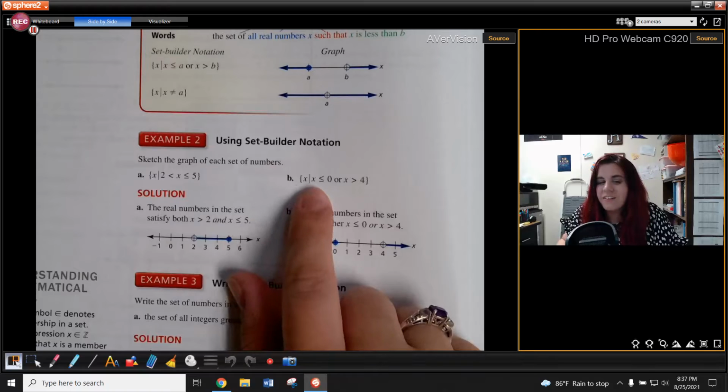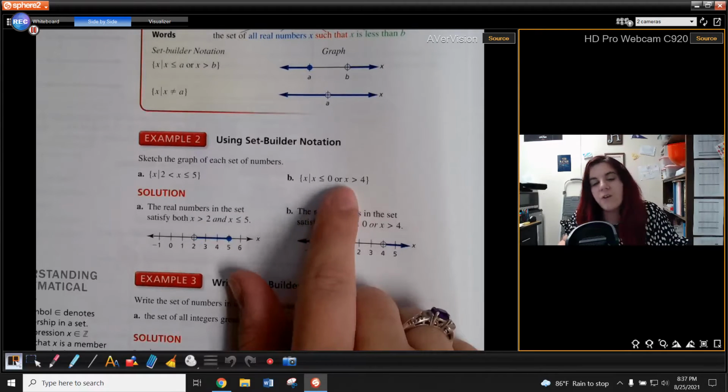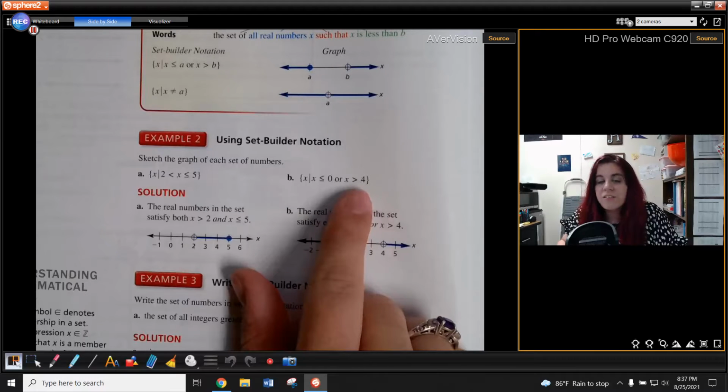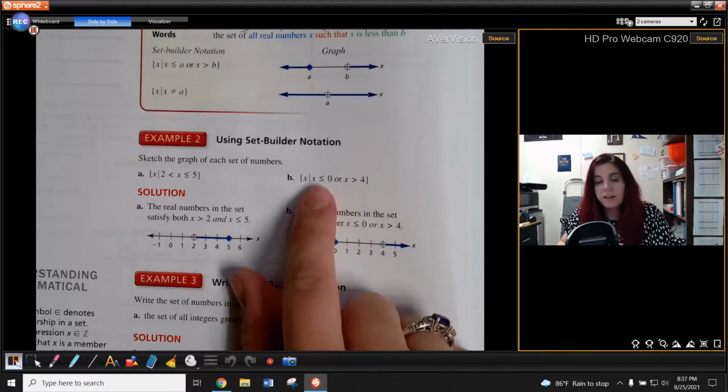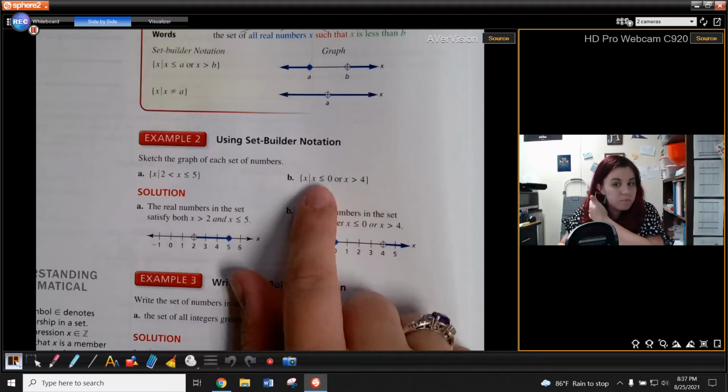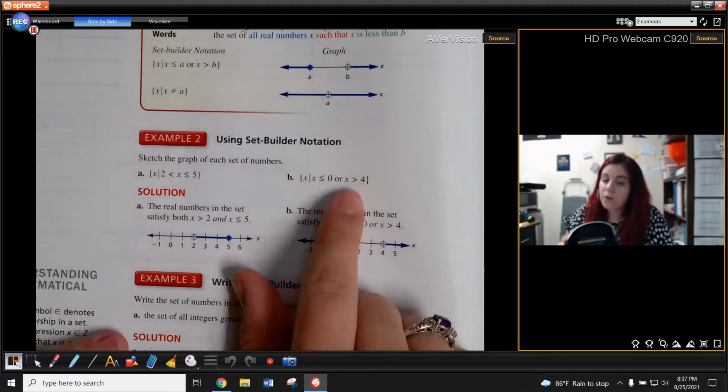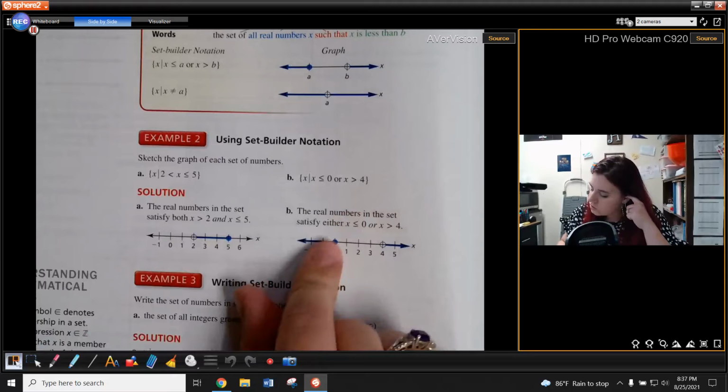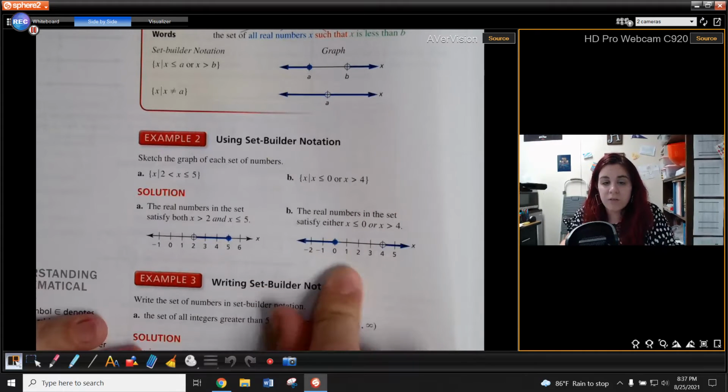x is less than or equal to 0, or x is greater than 4. So this is saying you're going to be looking at anything less than or equal to 0, so going towards negative infinity, or x is greater than 4, where you would be going towards positive infinity. So you'll see right here, that's what they've got.